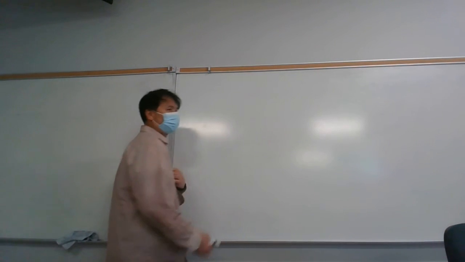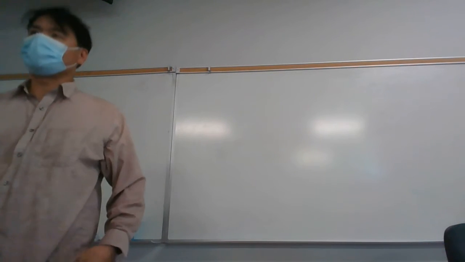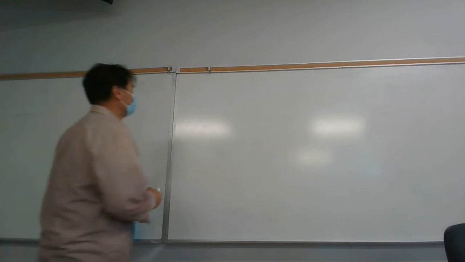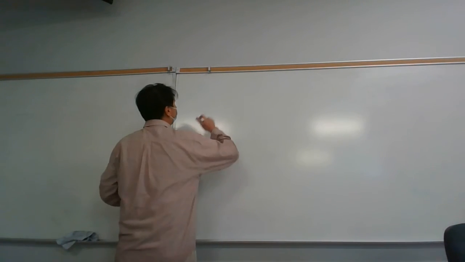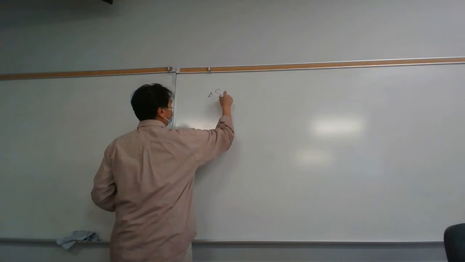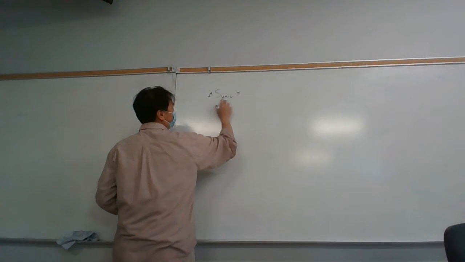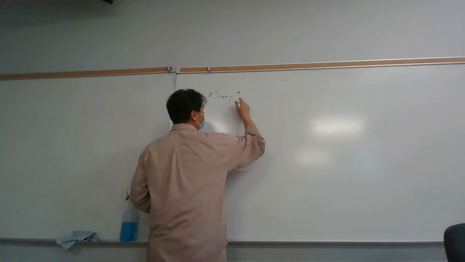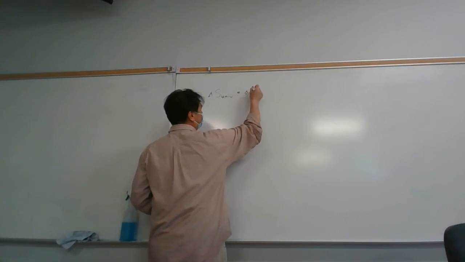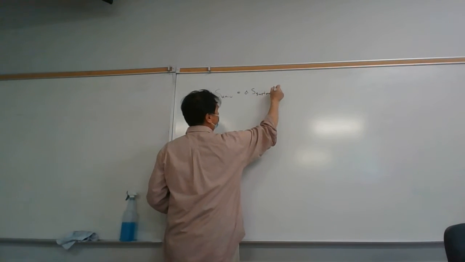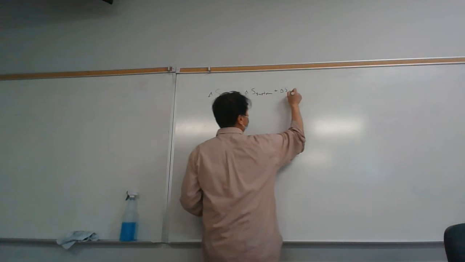Did we come up with the equation delta G is equal to delta H minus T delta S? No, we left off on delta S universe is equal to delta S system plus delta S surroundings. The delta S of the universe is equal to delta S of the system plus delta S of the surroundings.